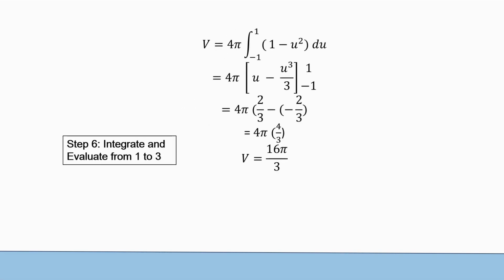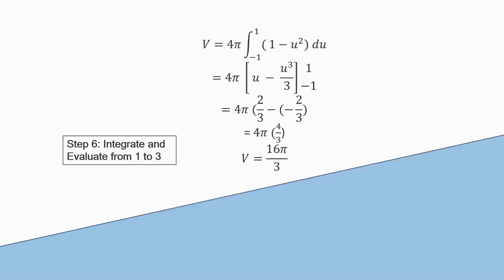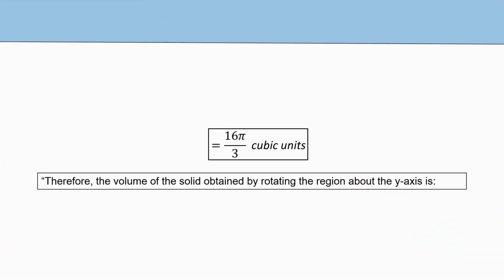Now we integrate. The integral of 1 minus u squared is u minus u cubed over 3. Evaluating from negative 1 to 1, we get 1 minus 1/3 minus negative 1 plus 1/3. This simplifies to 2/3 minus negative 2/3, which is equal to 4/3. Finally, multiplying by 4 pi, we obtain the volume, which is equal to 4 pi times 4/3 equals 16 pi over 3. Therefore, the volume of the solid formed is 16 pi over 3 cubic units.